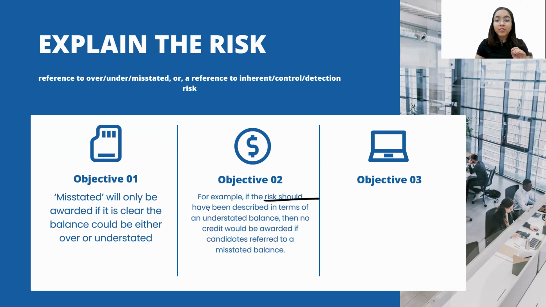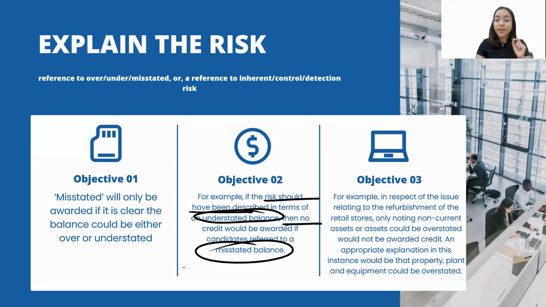For example, if the risk should have been described in terms of understated, there would be no credit if you write misstated. For example, when it comes to Green company, the issue relating to the reimbursement of the retail stores.